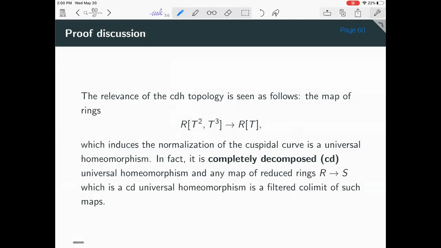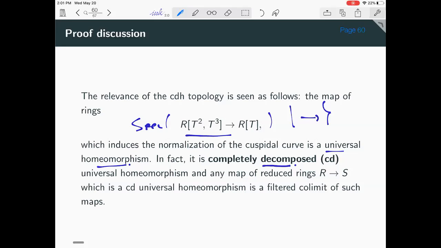Okay. So the relevance of the CDH topology is as follows. You have this map, and if you take the Spec of this, then it's this map, right? This normalization of the cuspidal curve. So it is an example of a universal homeomorphism, but it is something better than just a universal homeomorphism, it is completely decomposed, which means surjective on all k-points for all k. So it explains the CD-ness of the CDH topology, or the CD-ness of the Nisnevich topology.